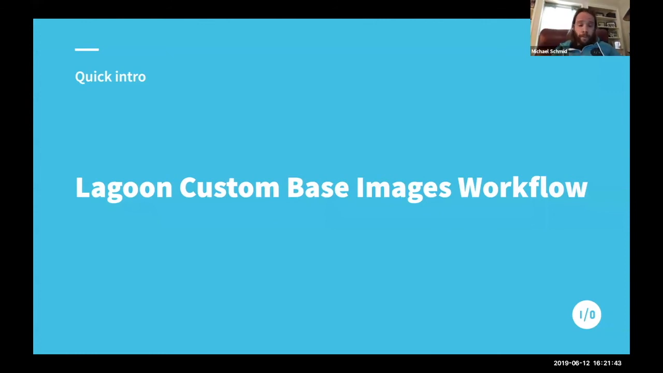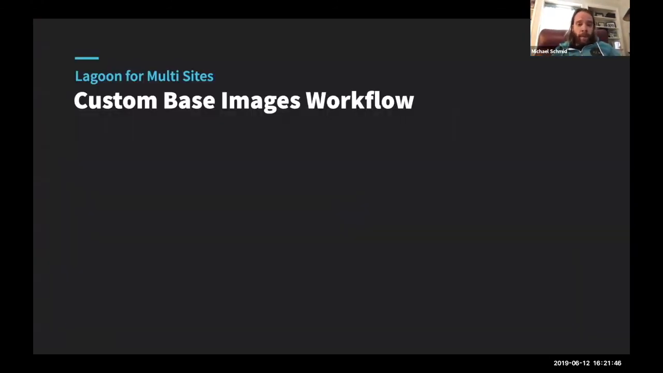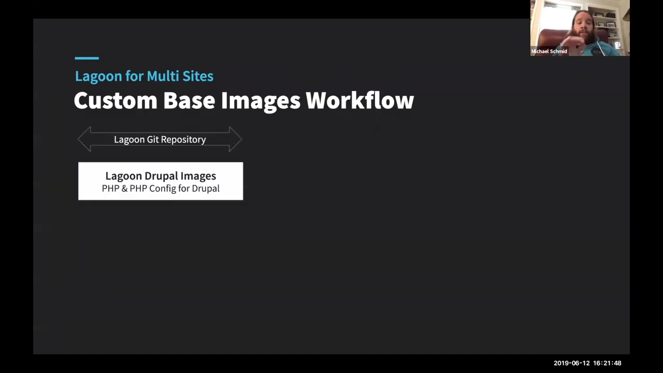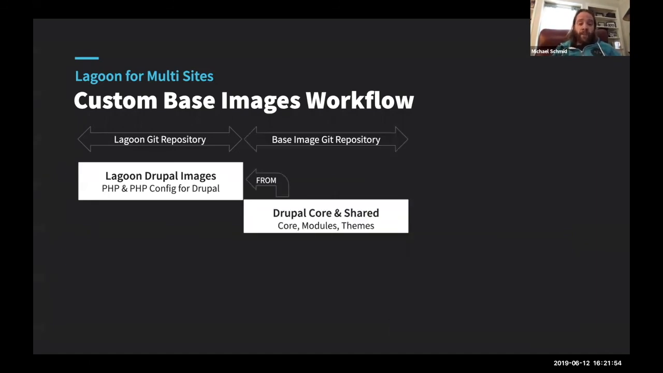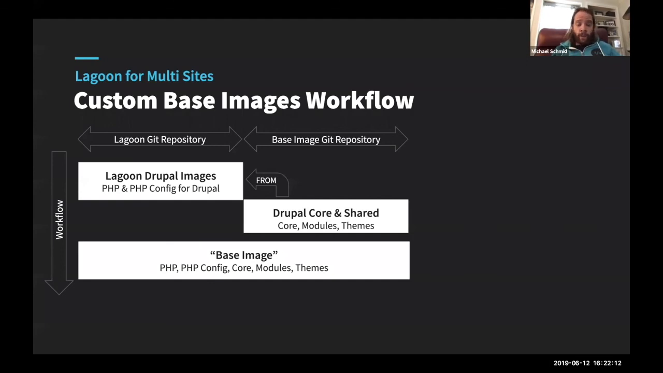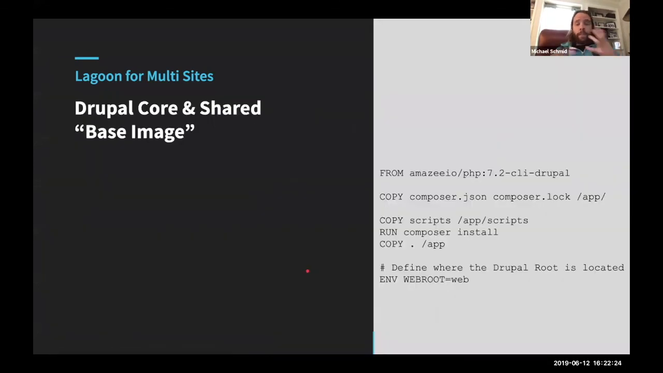So let's actually look at how the custom base image workflow is different, and why it solves a lot of these issues. We start for the custom base images the same as with the regular one. We have Lagoon, this has a Git repository, no problem. Now we add another thing in there, which is called the base image. This base image brings every module and theme that you want to share, and the Drupal core, with it. So this is what you want to share across all your sites. And together, you create the so-called base image out of it. So the base image will be PHP config from the Lagoon images, plus core, modules and themes from the base image itself.